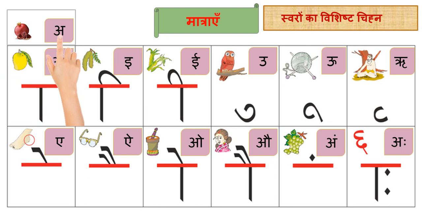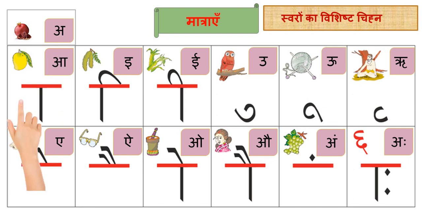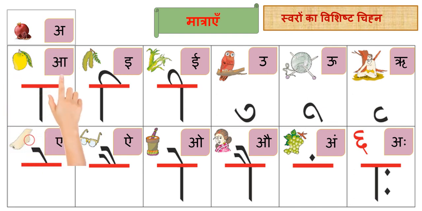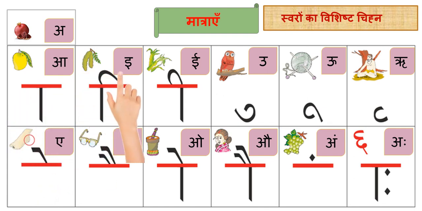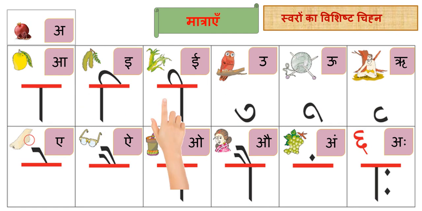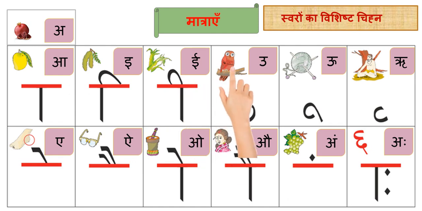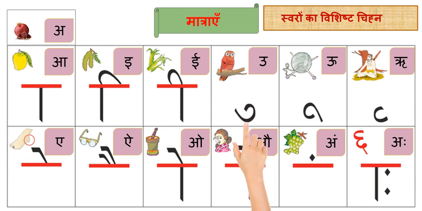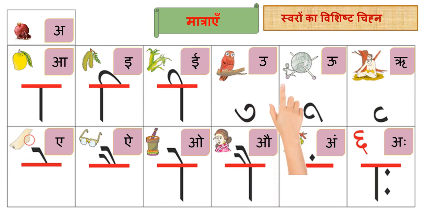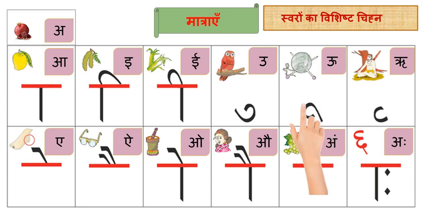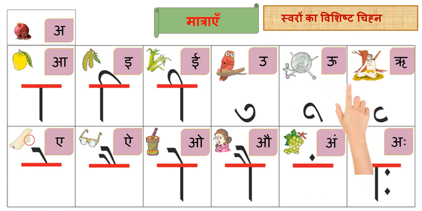Anar wala a specifically will not have any secondary form. आम वाला आ की मात्रा will look like this. इमली वाला ई, छोटी ई की मात्रा will be written like this. ईख वाला ई, बड़ी ई की मात्रा will look like this. उल्लू वाला उ will be written like this. ऊन वाला ऊ will be written like this.